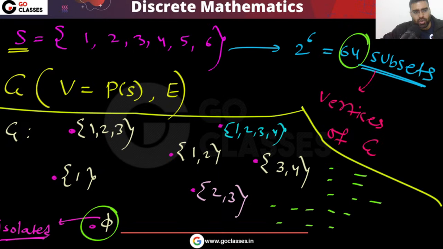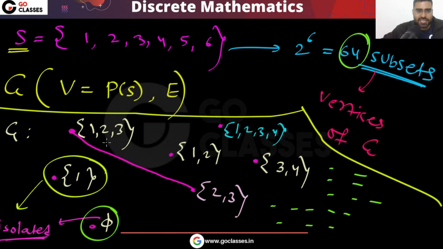Similarly, this cannot have two common elements with anyone. This set cannot have two common elements with anyone. So this is also isolated. You can notice these will be adjacent. The reason is very simple. They have exactly two common elements. Okay, these will be adjacent. They have exactly two common elements.